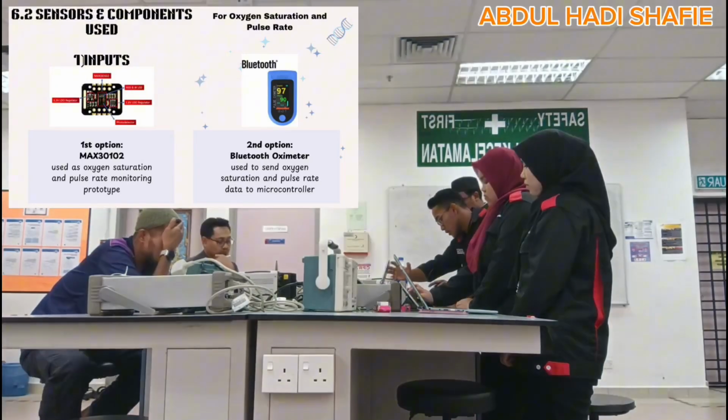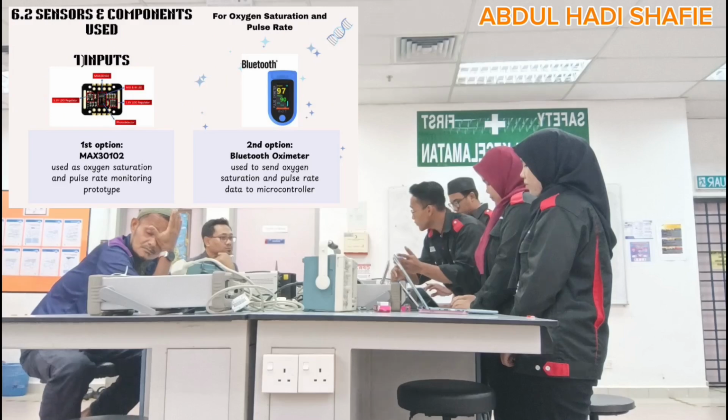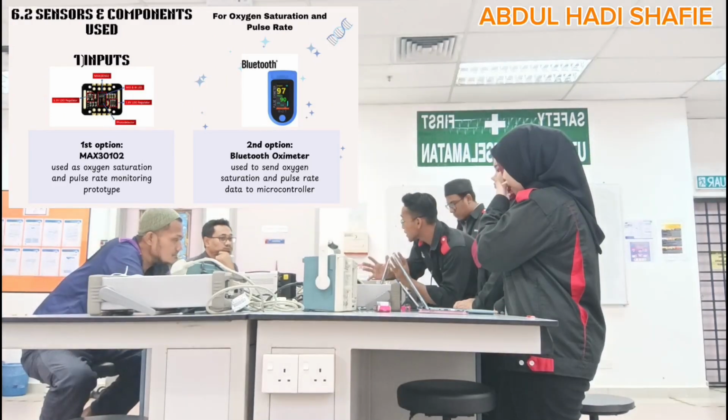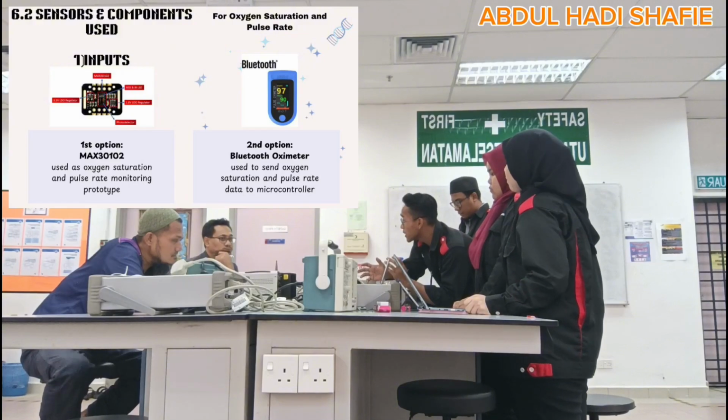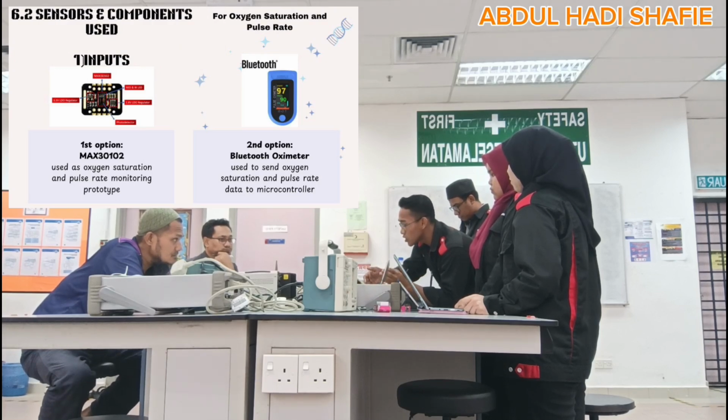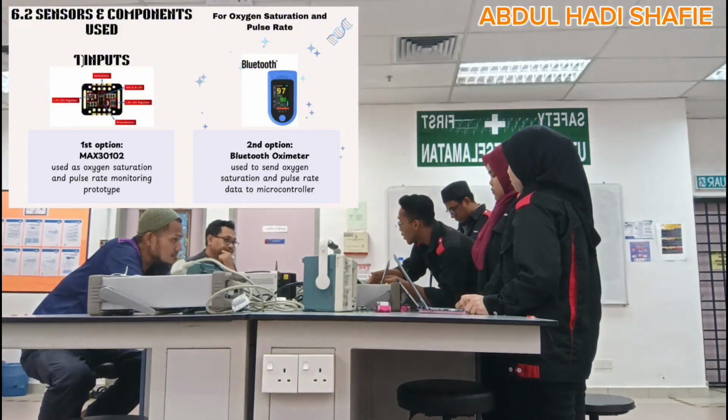The second option is a Bluetooth oximeter. If we use the first option, we design the system from the ground up. We only buy the chip of the sensors. But the second option is already on the market, so the display will already be there. We only need to incorporate the data from this equipment into our LCD output.